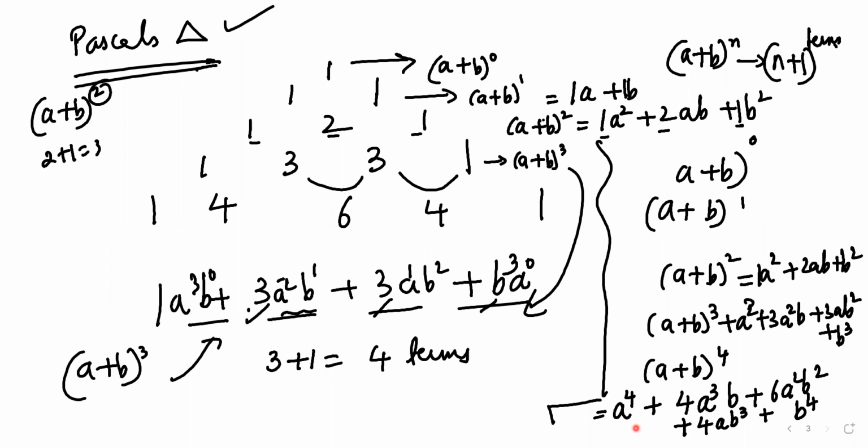And that's how I developed this. Can you see? Follow my thought. Because a power 4, so what is happening? You have the highest power of a here, a power 4. I'll just show you, wait one minute. So you have (a plus b) to the power 4.